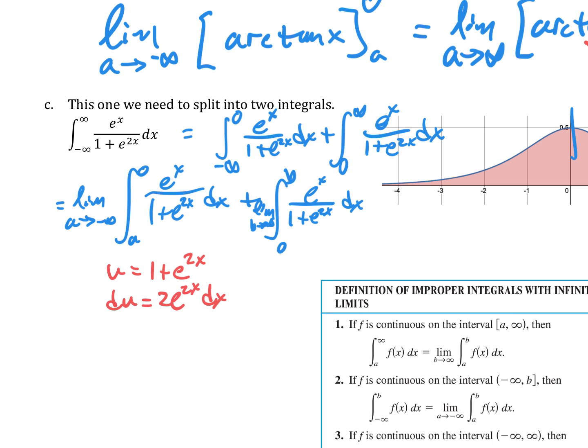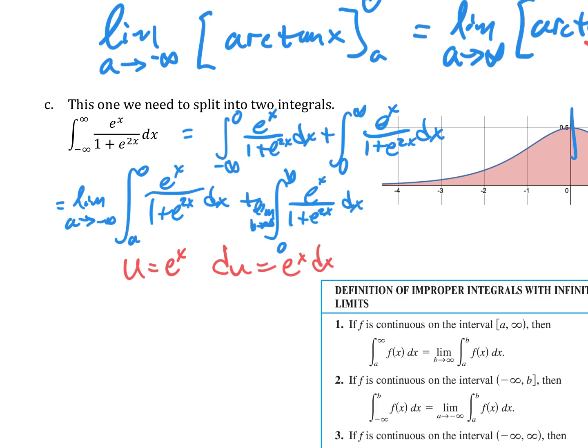But now notice something here. Notice this is a squared plus a squared. Do you kind of remember what that form kind of is? That reminds me of arctangent. So let's try a little different route. Let's let u equal e to the x. And that makes du e to the x dx.